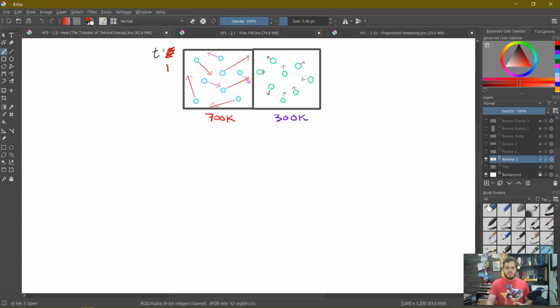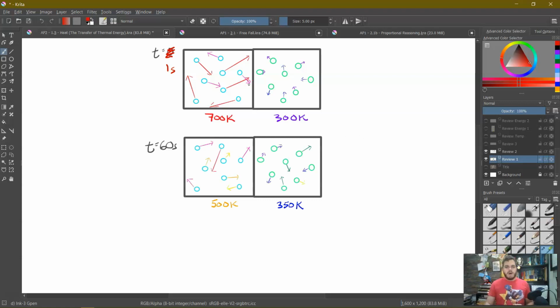But now let's say at t equals 1 second, we make that barrier between the two a little bit more permeable so that molecules on either side can affect the other. And when that happens, faster moving particles in the 700 Kelvin box will hit particles in the 300 Kelvin box and cause them to speed up, and at the same time cause themselves to slow down.